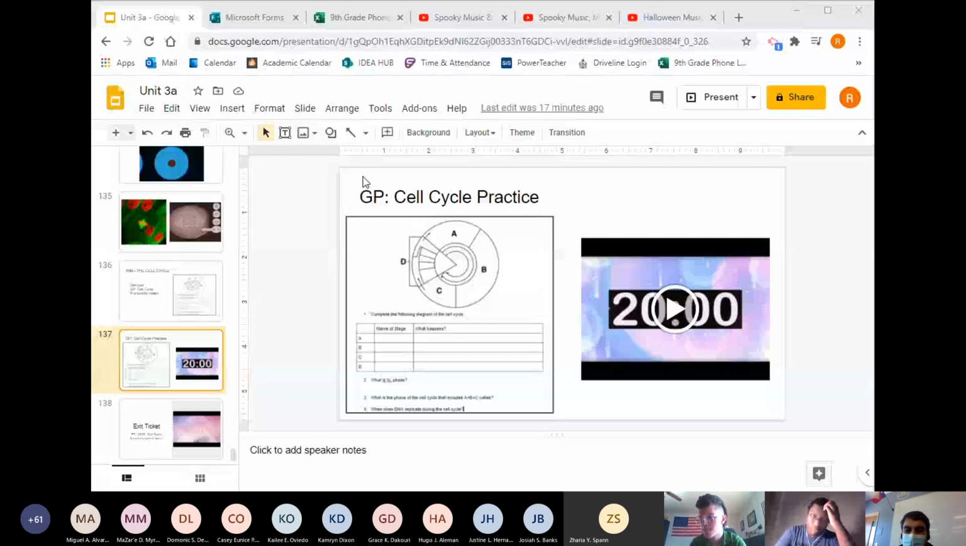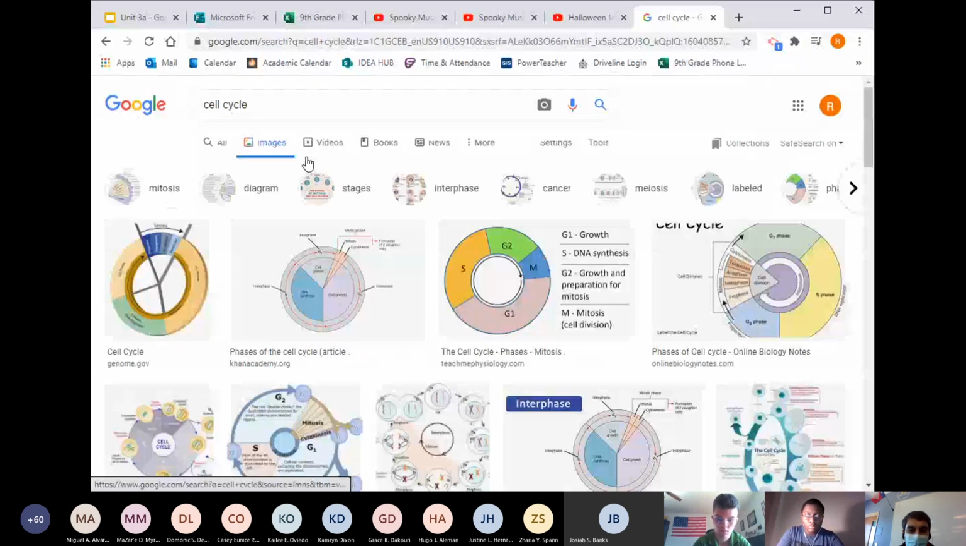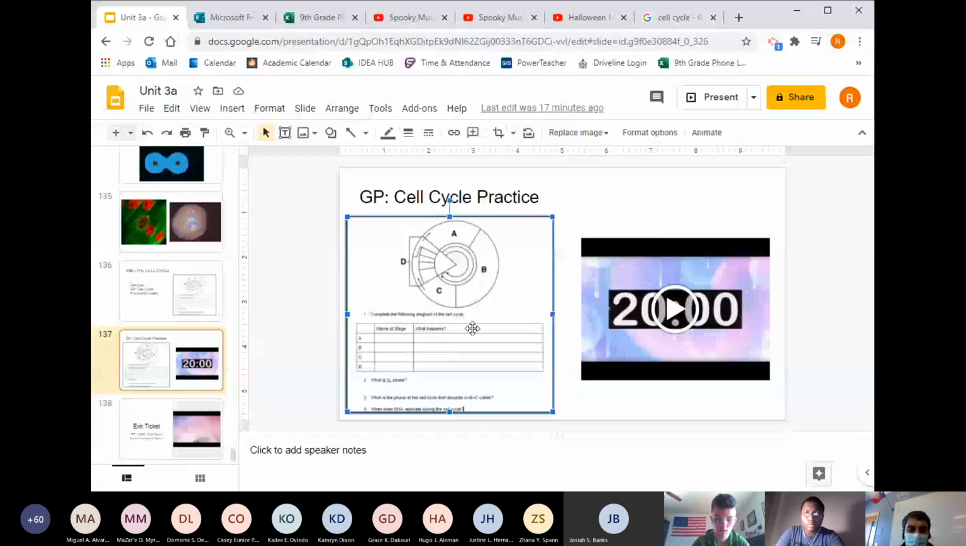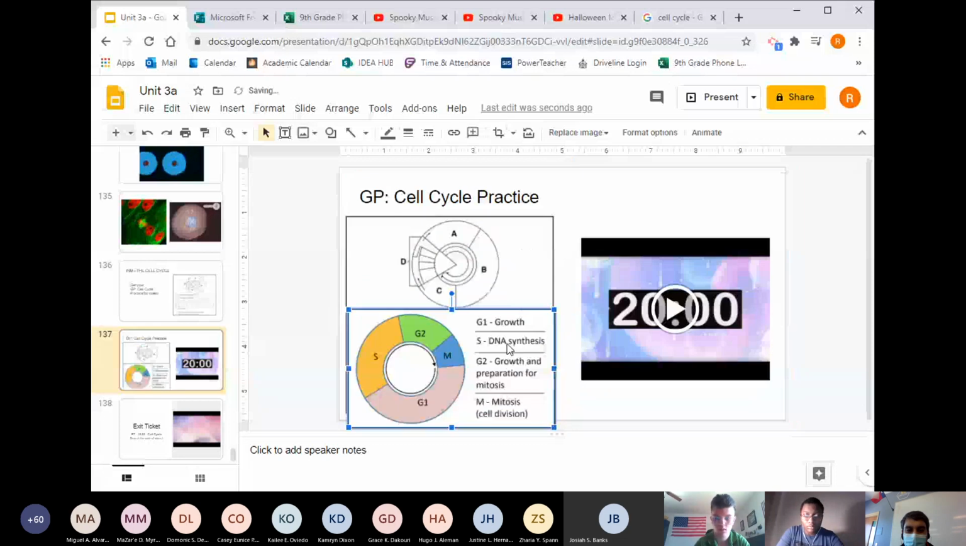Okay. Sir, can you upload a picture of the cell, like with all the different parts? Like the cell cycle? Yes. Oop, you can't see that. Let me try using Google. Ooh, there you go. That one's simple. Copy image. Ooh, too big. There you go.